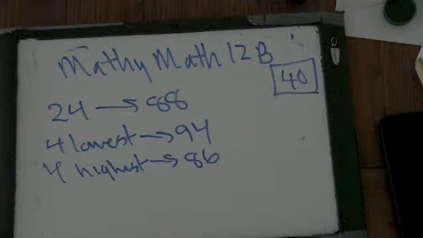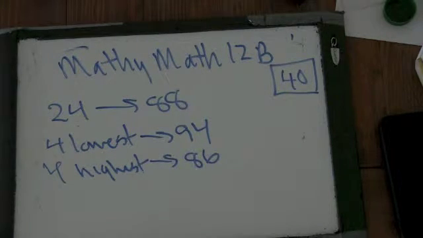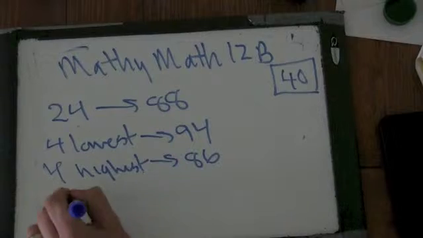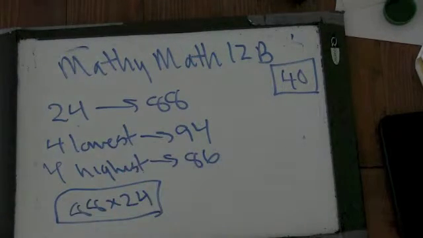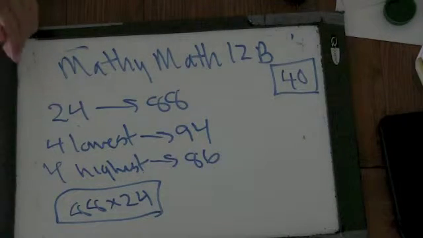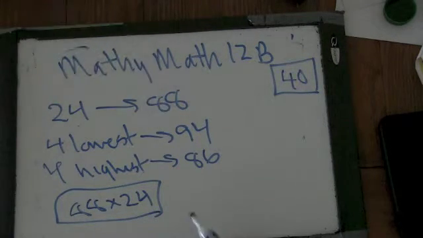Okay. So if there's 24 kids and the average is 88, what's the first thing we need to figure out? Well, the sum. Which is what? It's 88 times 24. So the first thing we need is 88 times 24. That's the total sum. But we're not going to multiply that out. When I exclude the 4 lowest, the average is 94. What does that mean? So that means the sum of everything but the 4 lowest is 20 times 94.